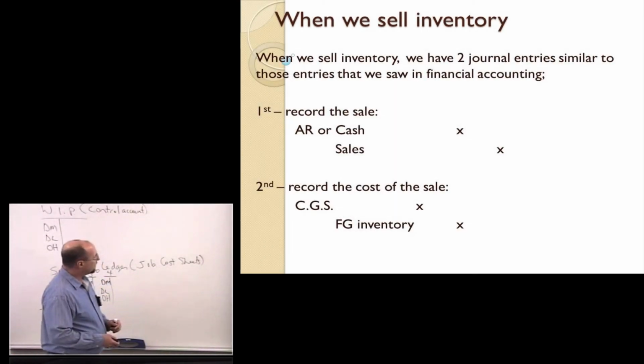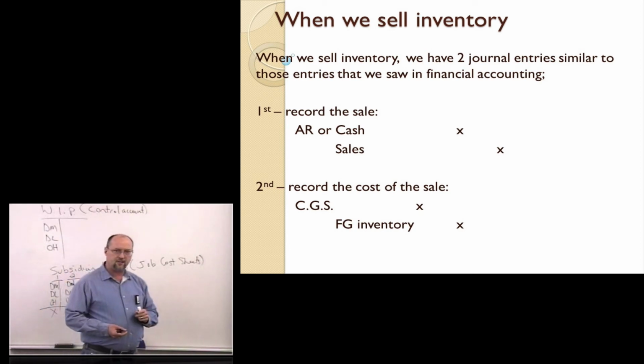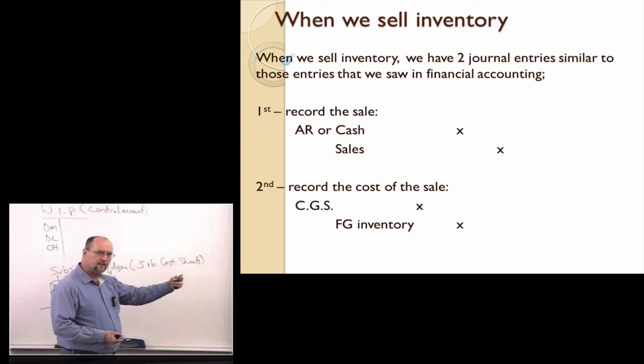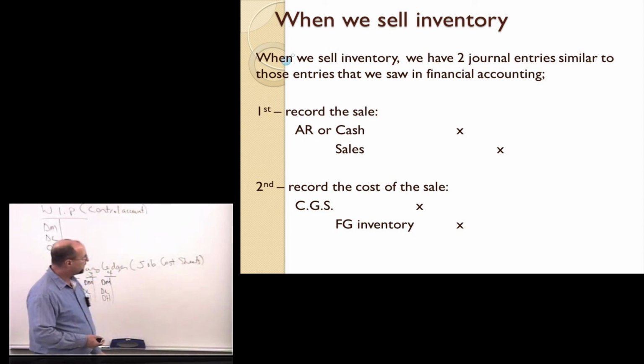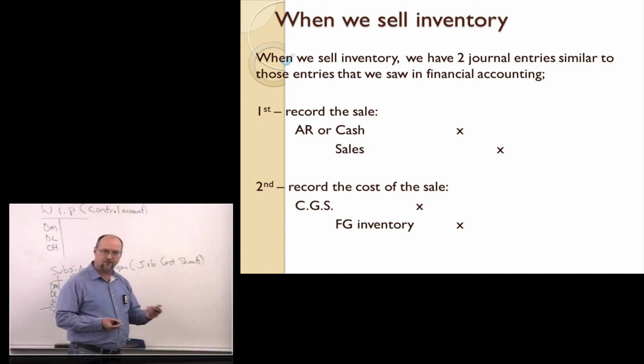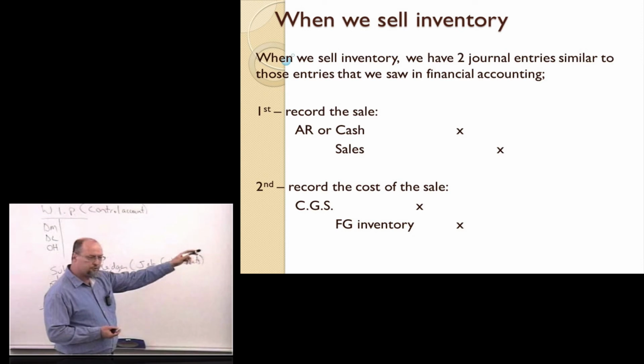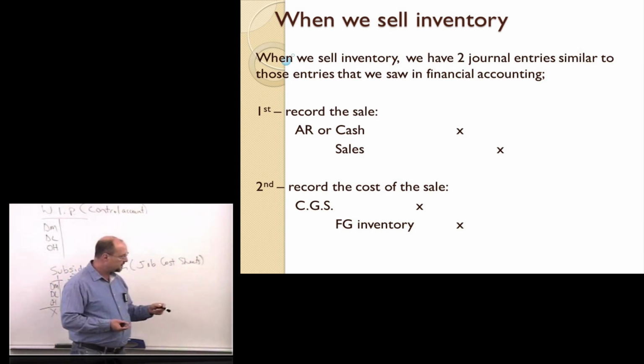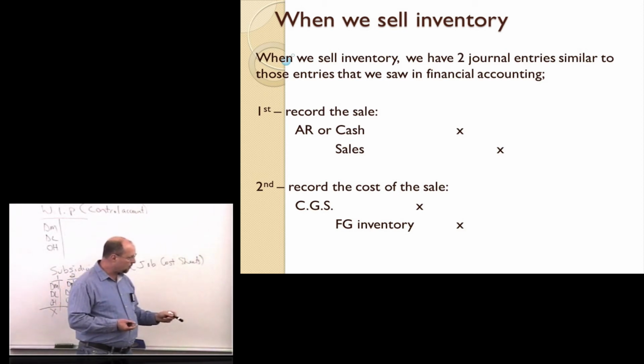Upon sale, remember, just like in financial accounting with merchandise inventory, we have 2 journal entries in a perpetual inventory system. First, record the sale at the retail price, or whatever you're selling it to your customer for. It may not be a retailer necessarily, but debit either cash or accounts receivable, depending upon if they're paying cash or if it's sold on account. Credit sales revenue. Second, we have to record the cost of the sale. Okay? Debit cost of goods sold, credit finished goods inventory.